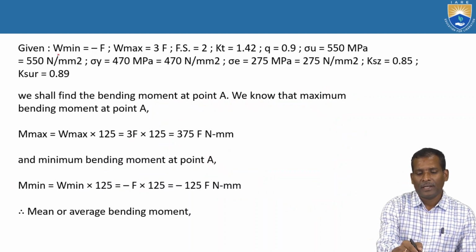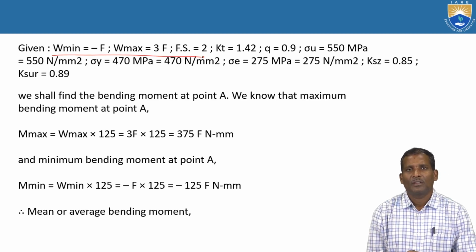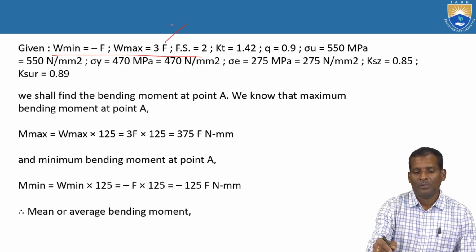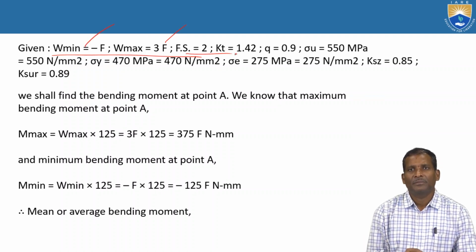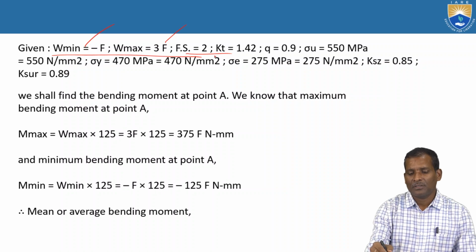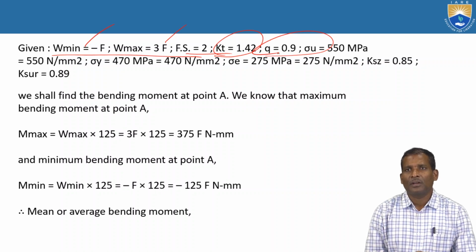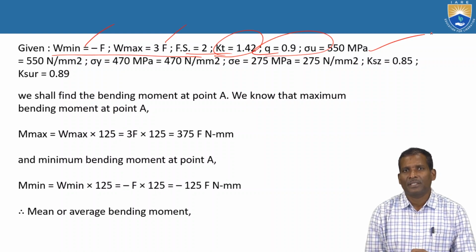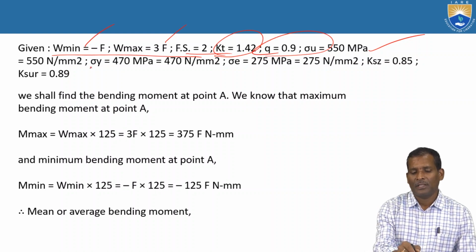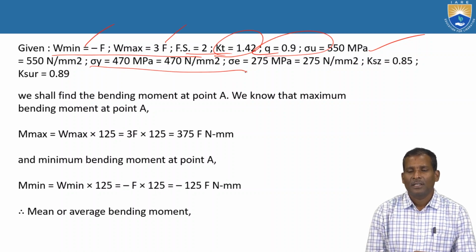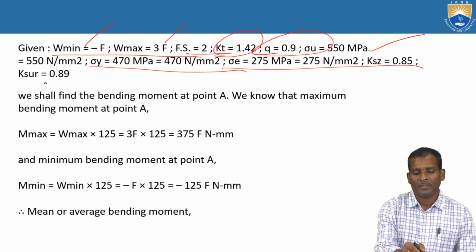So first of all, given data, write down minimum load and maximum load and factor of safety. Theoretical stress concentration factor 1.42 and notch sensitivity 0.9, and the ultimate stress 550 megapascal. So in terms of Newton per mm square, 550, and similarly sigma y yield stress and endurance limit stress, size factor and surface finish factor.